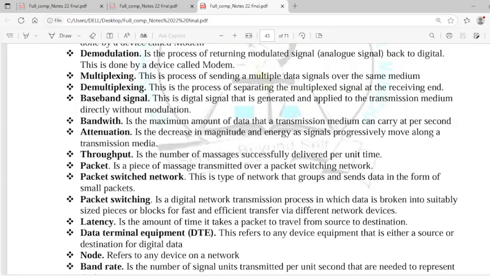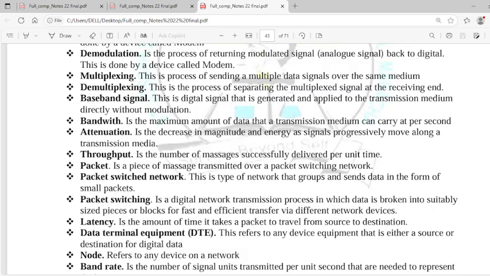So during multiplexing, very many different signals could be sent using the same media, meaning using one path, for example, if it is a cable. But now at the receiving end, the different signals will have to reach their different destinations. And that's the reason for which the multiplexed signals are separated, so that they are able to reach their different destinations.